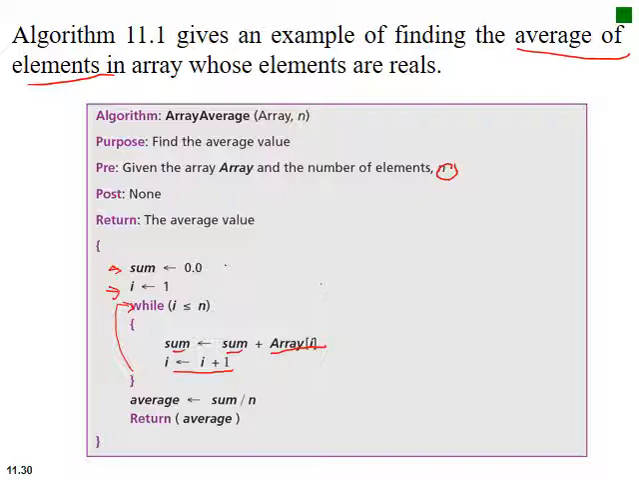And to get the average, we must just simply say average gets the value of sum divided by the number of elements, which will give you the average, and the average is returned. So this is just some of the basic algorithms we can use here.